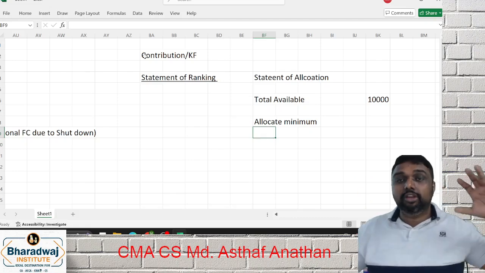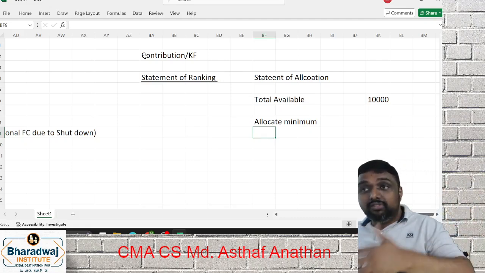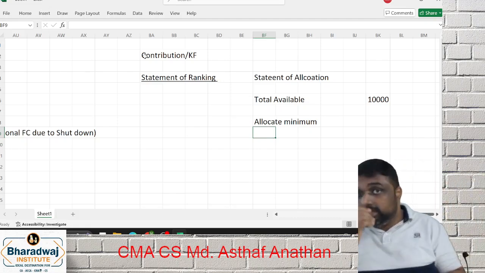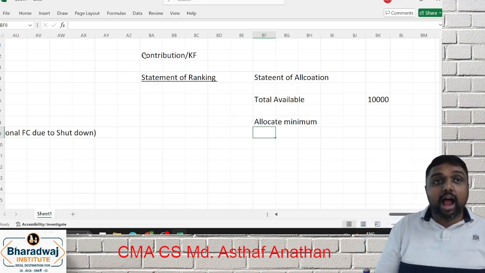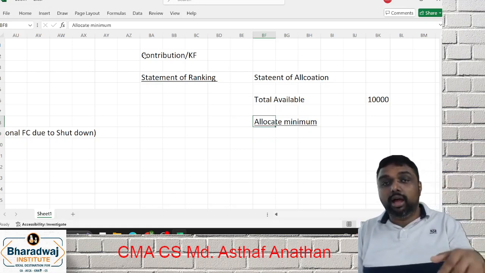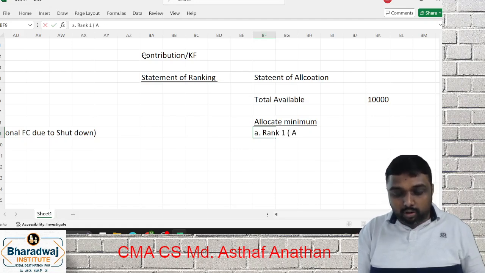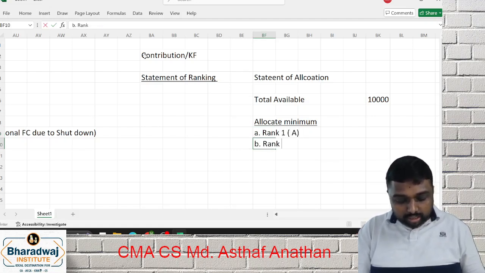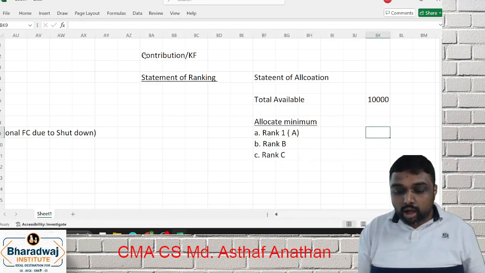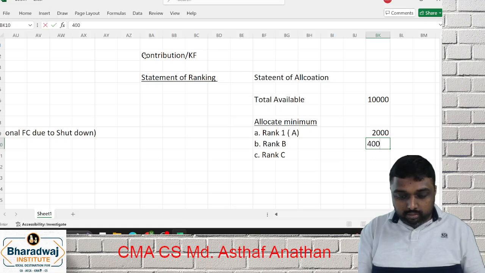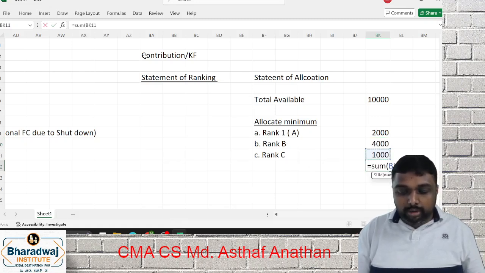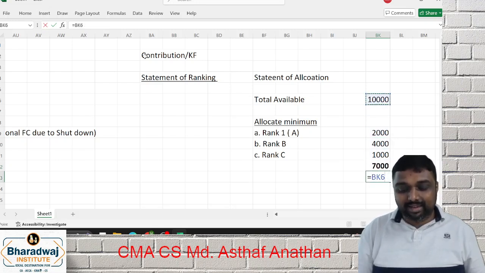Our entire discussion over eight or ten days, everything we recall, so that your revision will go very easy. Allocate the minimum. You have three products: for rank 1 use its minimum, then rank 2, his minimum, then rank C, his minimum. Say you give 200, 4,000, and 1,000. Now you have given all the minimums, my dear friends. After giving all the minimums, you still have some balance.